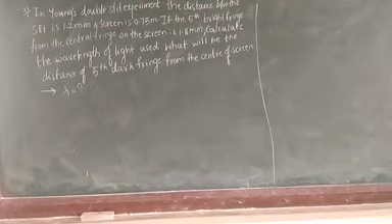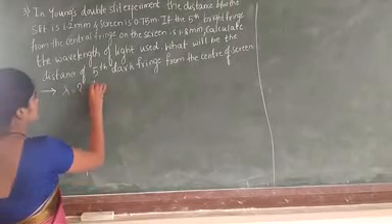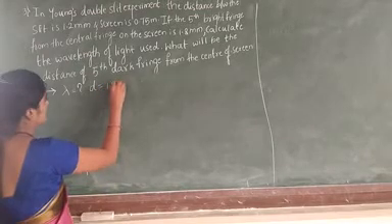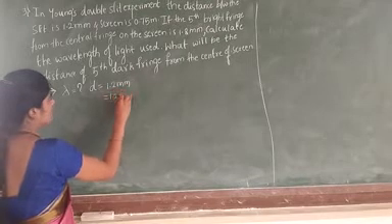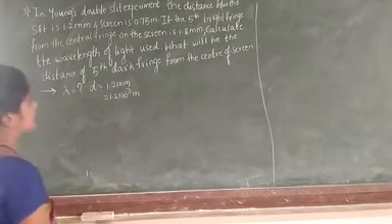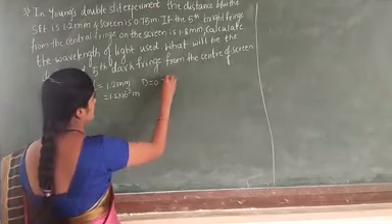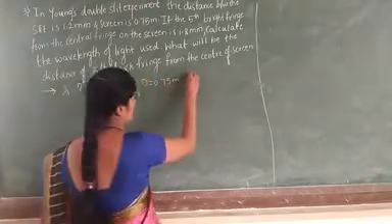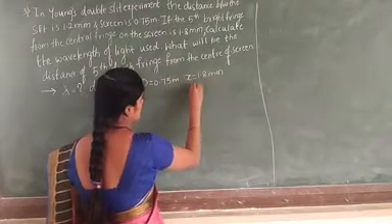Next, writing the given terms: lambda is equal to question mark, small d is equal to 1.2 millimeter, or it can be written as 1.2 into 10 raised to minus 3 meter. Next, capital D is equal to 0.75 meter. Next, x is equal to 1.8 millimeter. Convert the answer into meter.